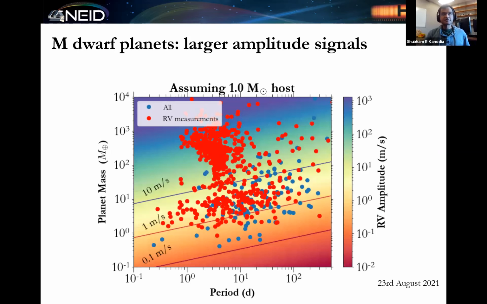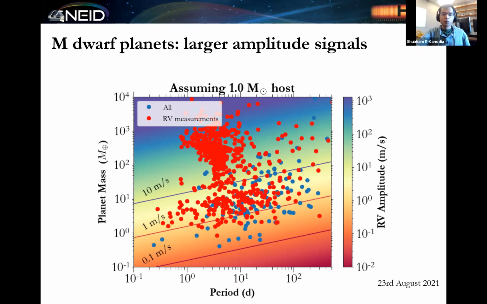So to further illustrate this point about the larger amplitudes and just drive it home. On this plot, I have orbital period on the x-axis and then the planetary mass on the y-axis. And here I'm showing the transiting planets which have their masses measured. And then I'm coloring in red the ones that have their masses measured using radial velocity. And then the background is basically an illustration to show what is the semi-amplitude, assuming they were to all orbit solar type stars at one solar mass. And then the contours basically show the different semi-amplitudes marked over there.